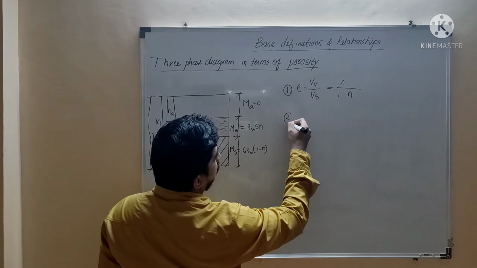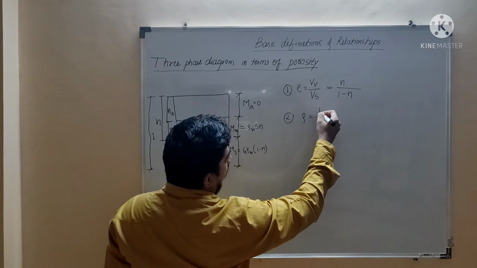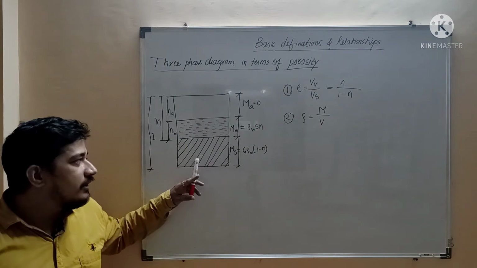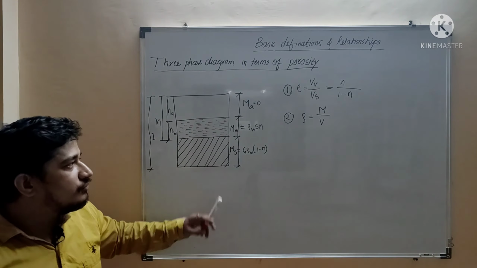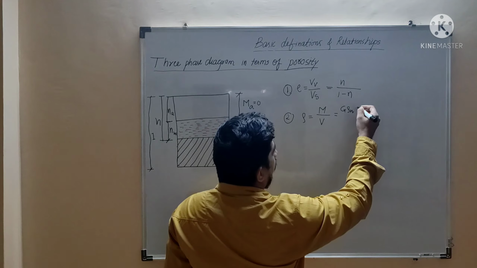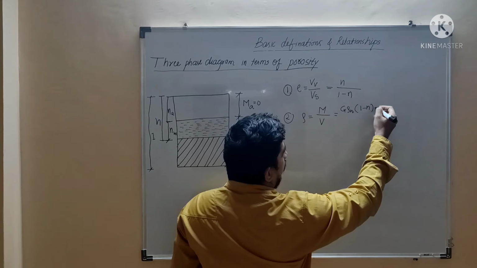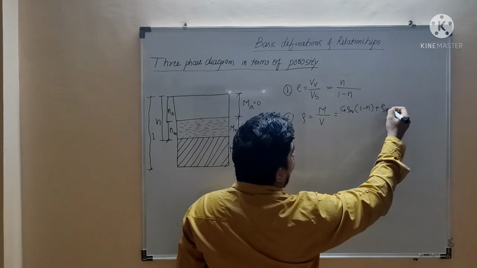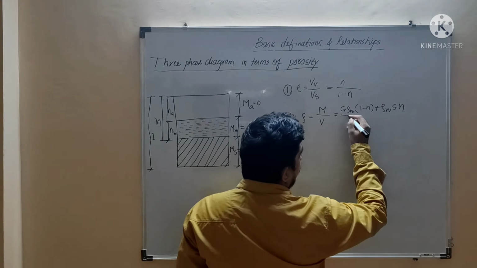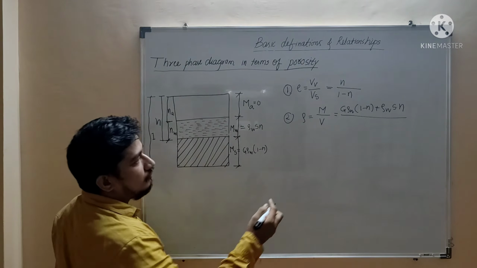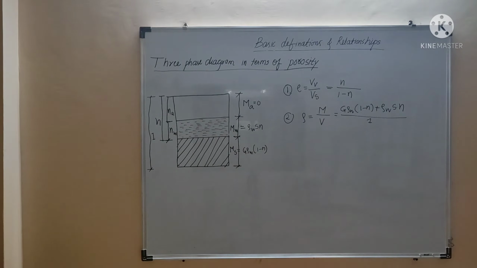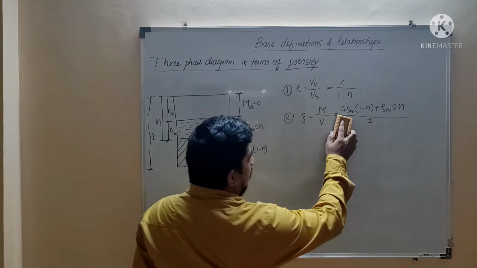Secondly, we can have rho, that is nothing but the mass upon volume. So the total mass of a soil consists of mass of water and mass of solids: G multiplied by rho w into 1 minus n, plus rho w s multiplied by n. The total volume of a soil is 1. Whether you write it or not, it has no meaning, so I will simply erase it.